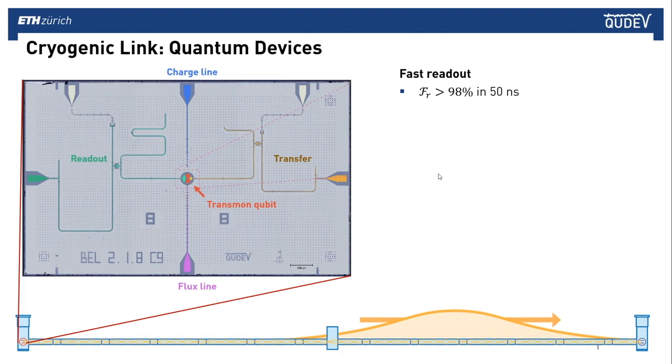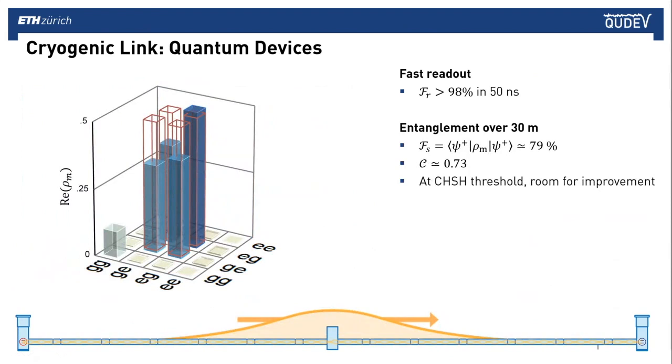And moreover, we can generate entangled states between these two distant qubits using the photon shaping entanglement scheme described earlier. As you can see from the reconstructed density matrix on the left, the final state is clearly entangled. And we determine a fidelity to the target state close to 80% and a concurrence of 0.73, which is just above the threshold to violate the CHSH inequality.